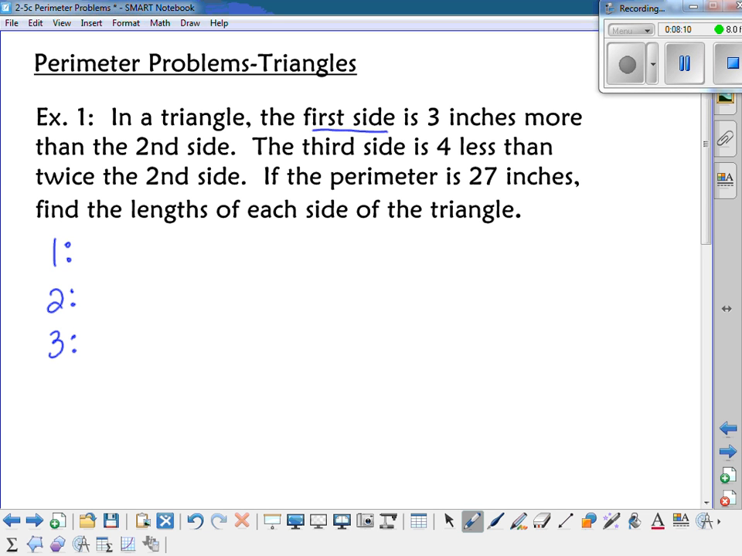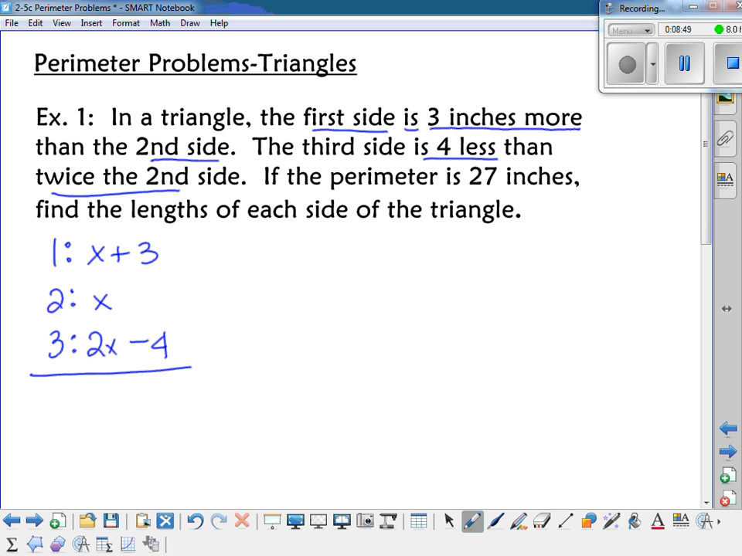Here it says the first side is 3 inches more than the second side. So how would I show 3 inches more? It means I'm adding 3 to something, right? I'm adding it to the second side. So I'm going to call the second side X, and then the first side would be 3 more, or X plus 3. Then I see that the third side is 4 less, which means I am subtracting 4, than twice the second side. So how could I show twice the second side? 2x. All right, so those are my 3 sides.